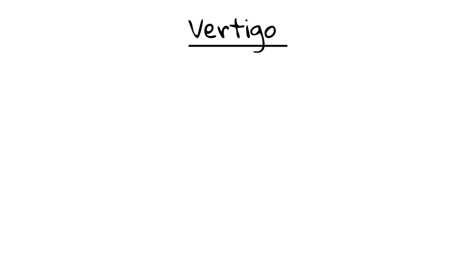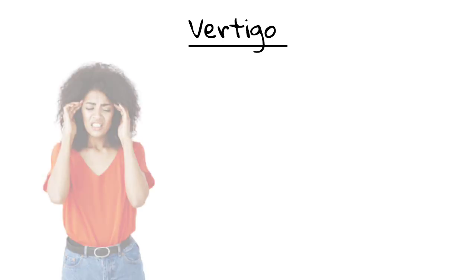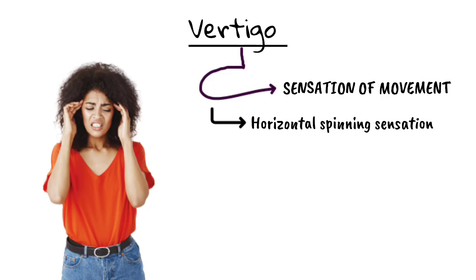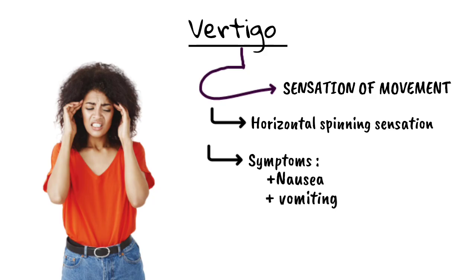Vertigo is a descriptive clinical term referring to a sensation of movement between a person and their surroundings. This sensation is usually horizontal and may resemble the feeling of disorientation following abruptly stopping after spinning around on a swing. Vertigo is frequently accompanied by symptoms such as nausea, vomiting, sweating, and a general feeling of being unwell.